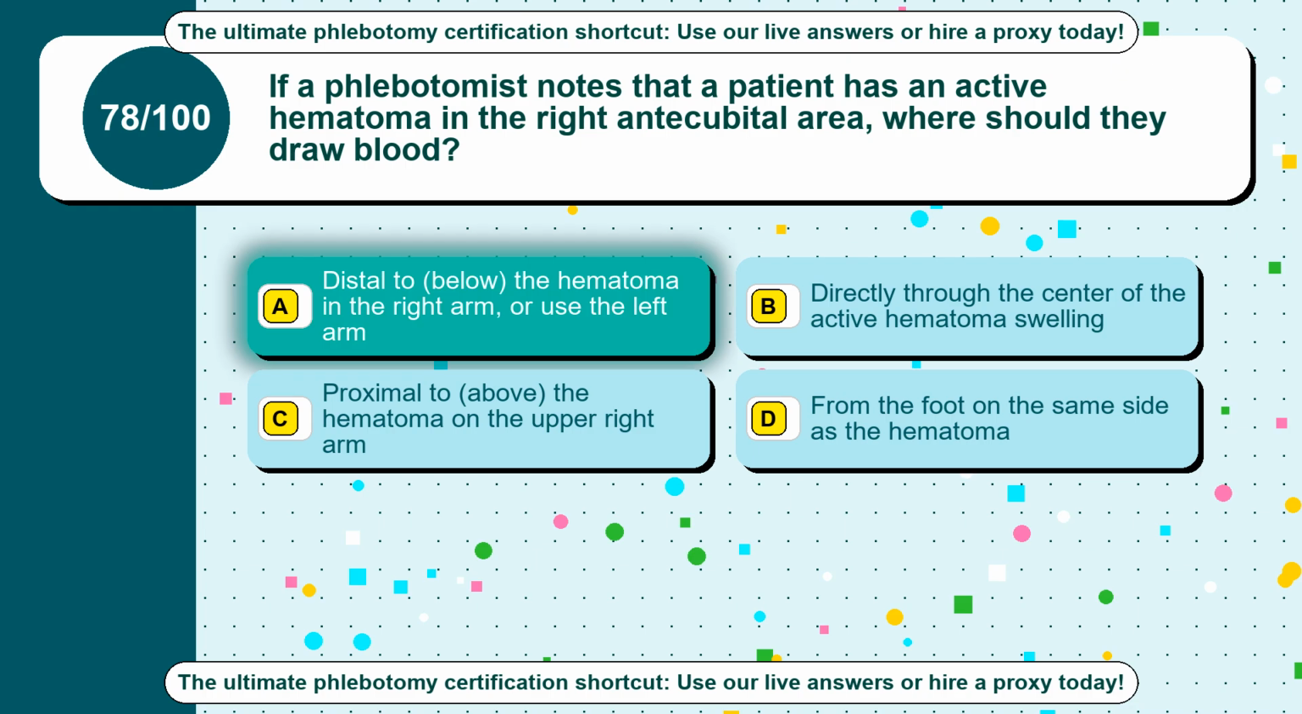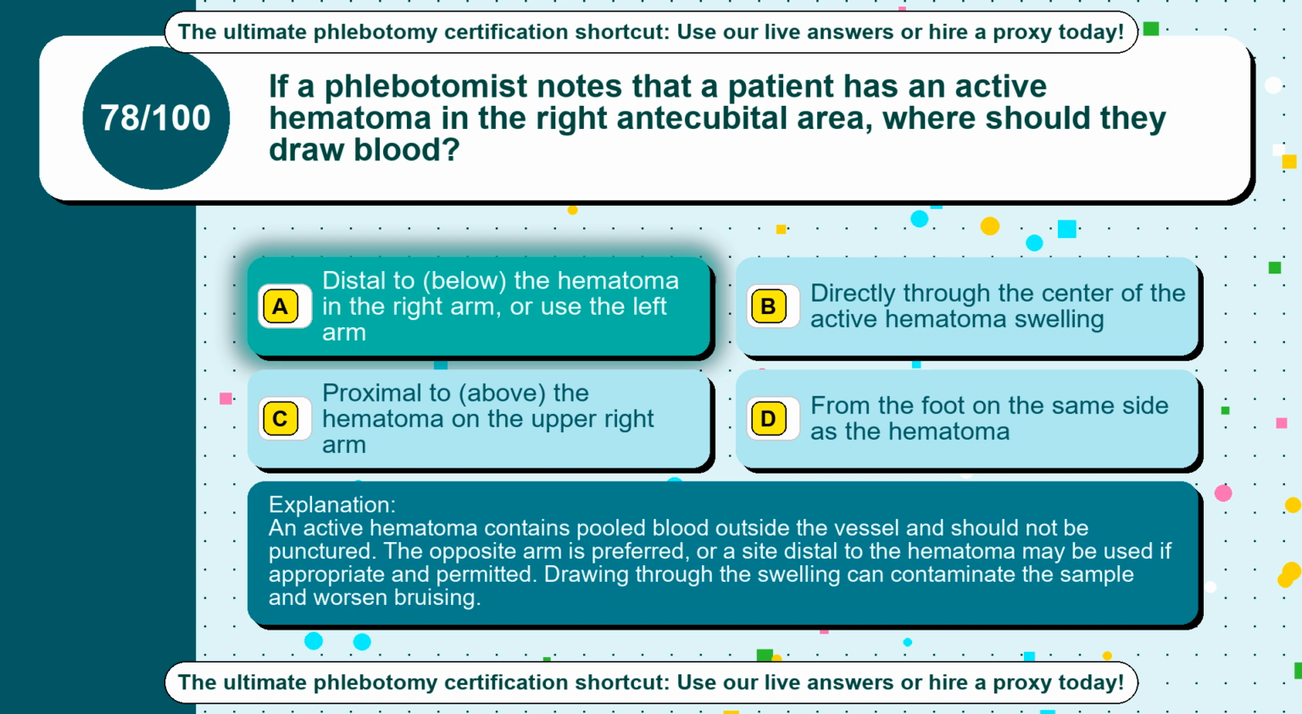Distal to, below, the hematoma in the right arm, or use the left arm. An active hematoma contains pooled blood outside the vessel and should not be punctured. The opposite arm is preferred, or a site distal to the hematoma may be used if appropriate and permitted. Drawing through the swelling can contaminate the sample and worsen bruising.